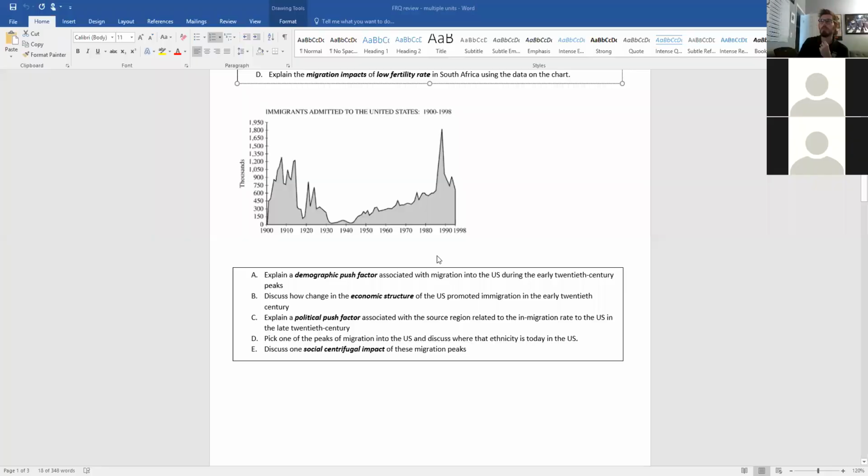So now we're looking at immigrants admitted to the United States. This one also caused a lot of frustration for students this week. You had to know a little bit of history because we did talk about this chart. We did talk about the 3 peaks of migration. And we know that all of these migrants came to the United States in the hope of jobs, right?